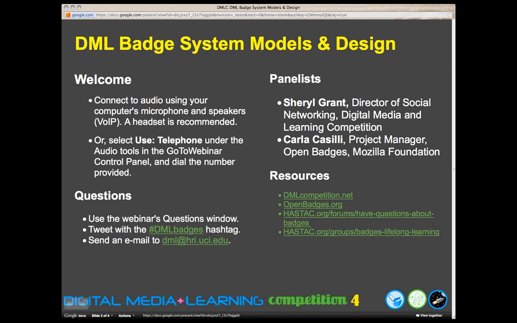I'll be moderating questions, but before we get to questions, Carla's going to walk us through the badge systems model and design slides that she's prepared.